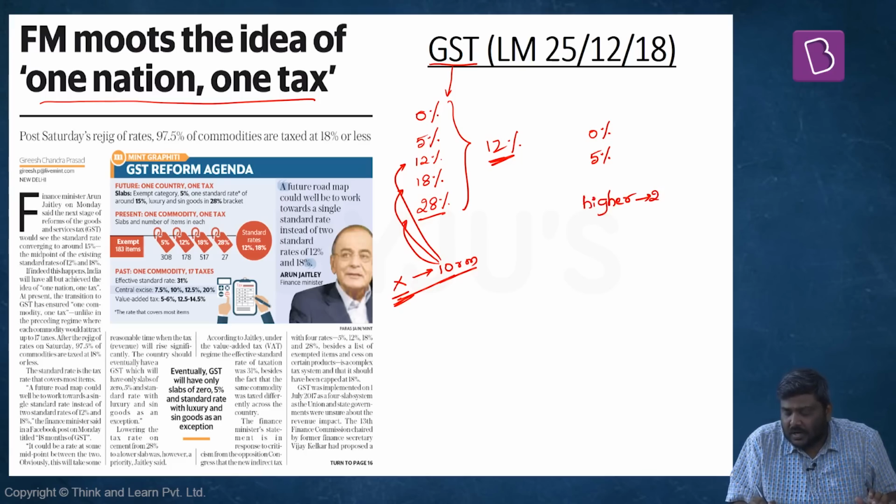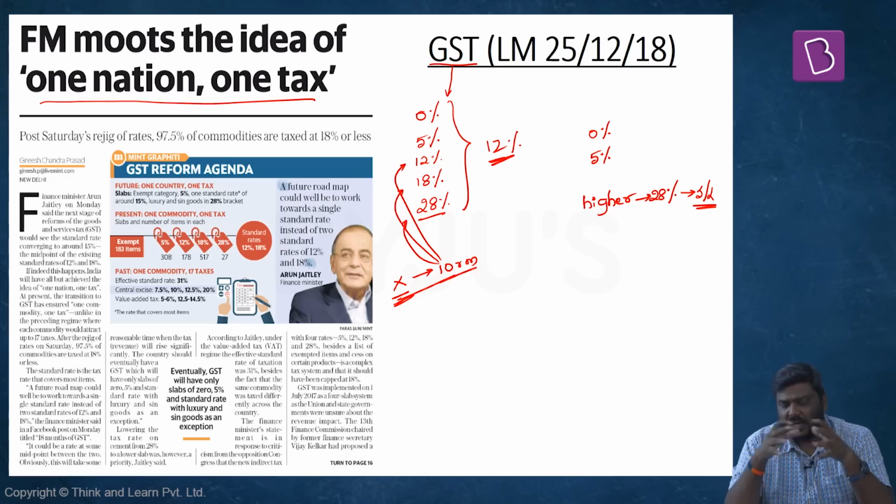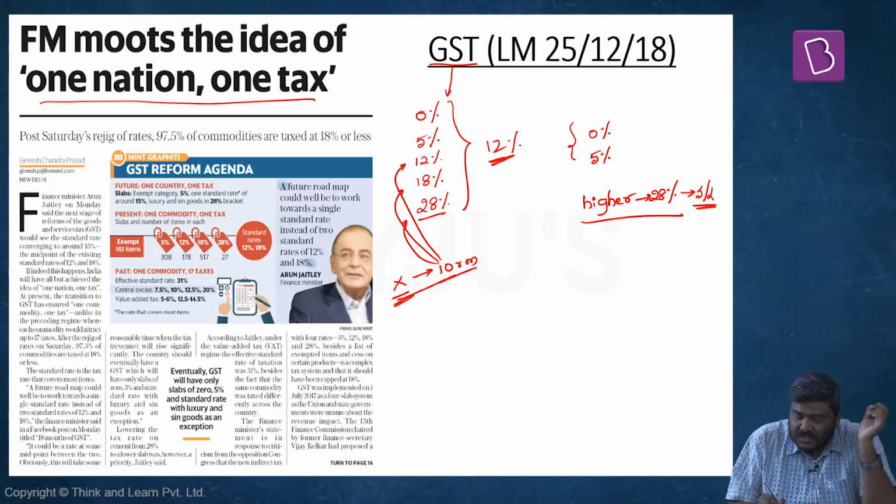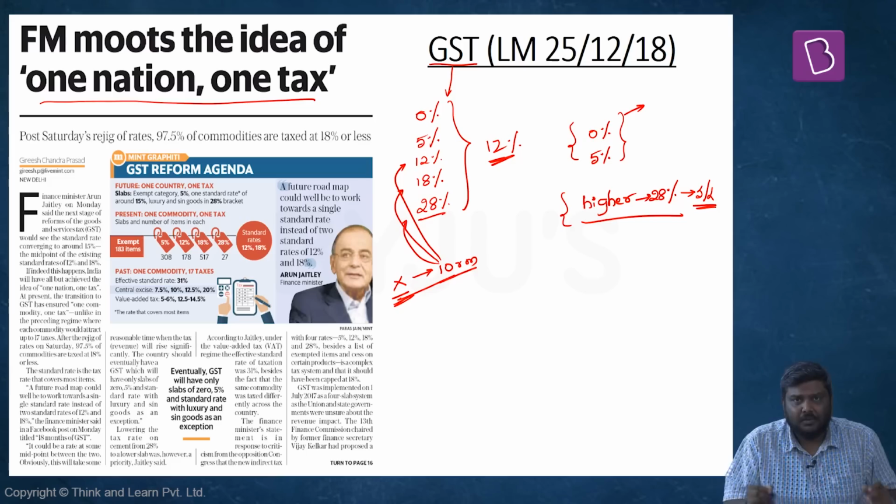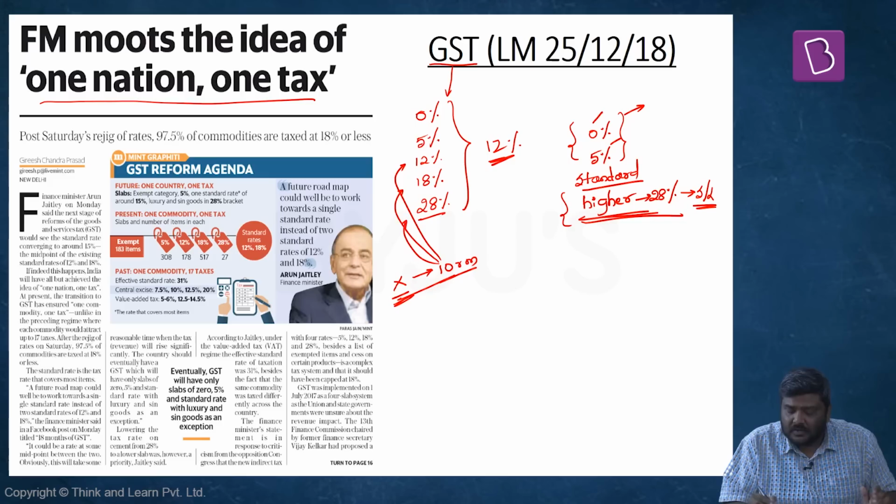Let's say, for example, 28%, which will be levied on sin goods or luxury goods. Now, what is the advantage of having this kind of a structure? On one side, some of the goods which are consumed majorly by the poor will be taxed at either 0% or 5%. The remaining majority of the goods will be taxed at a standard rate. And finally, luxury goods or sin goods will be taxed at a very high rate of GST.